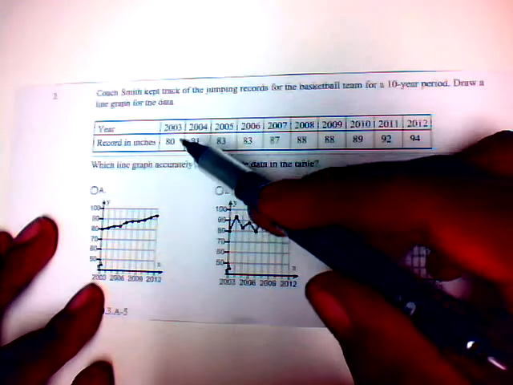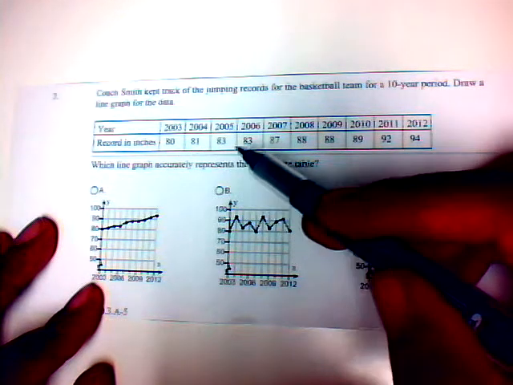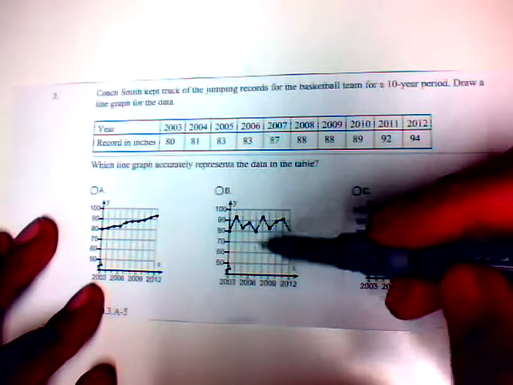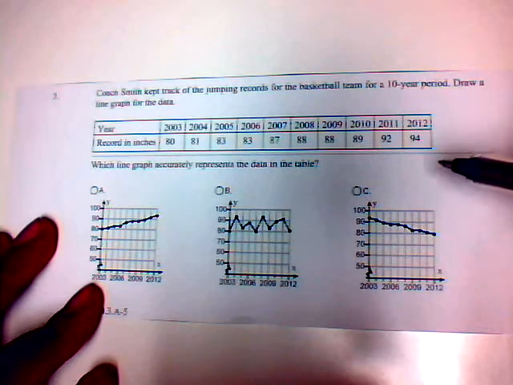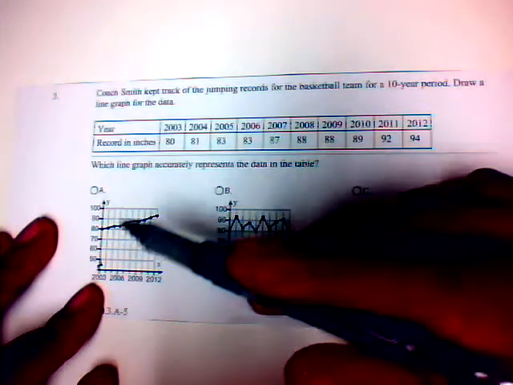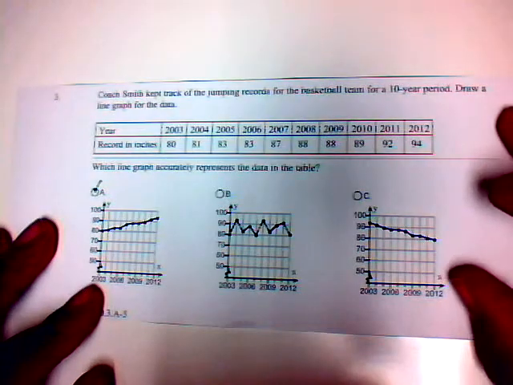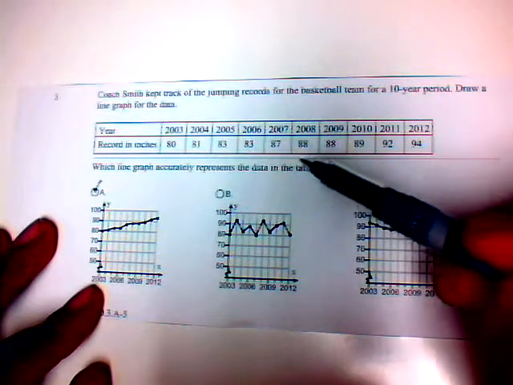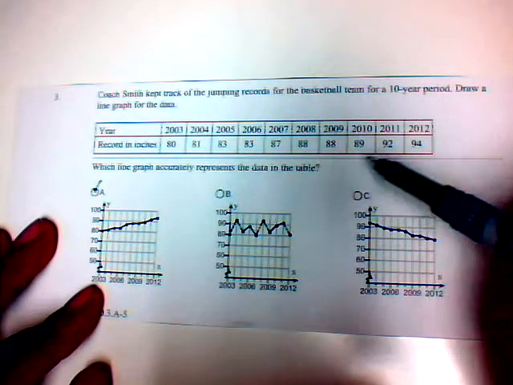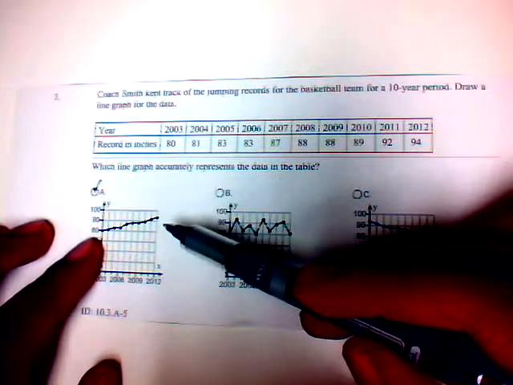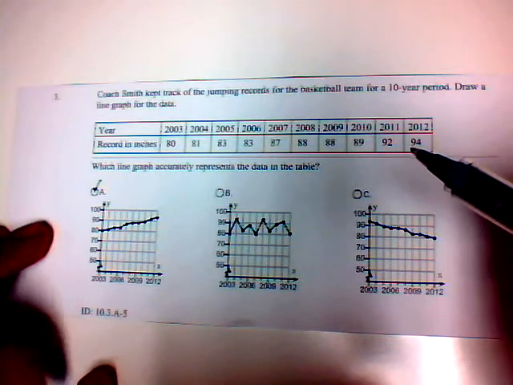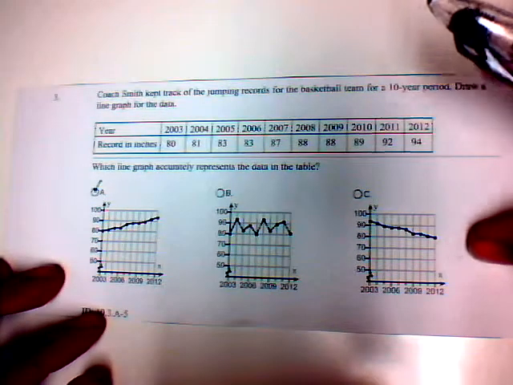Now, by looking at the record in inches, I can see that these numbers are increasing each year. So you want to pick the line graph that looks like it's increasing year by year. In this case, it would be answer A. Okay, because if you look at your data for the record in inches, each year the jumping record increases. So you can see here that this broken line graph is increasing from 2003 up to 2012.